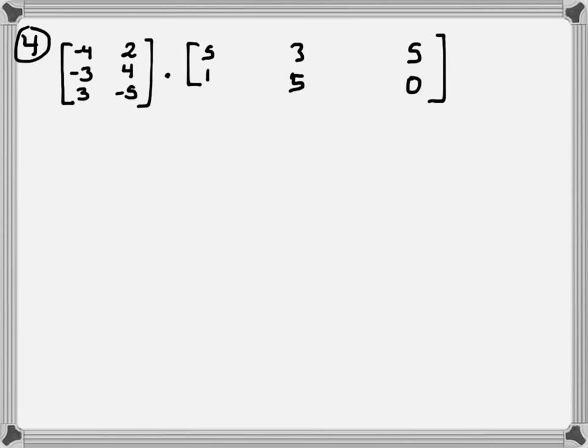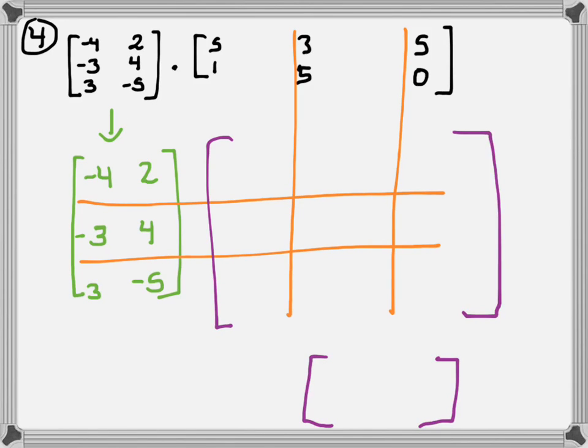So number 4, we drop the first matrix because we're multiplying. And we make our grid work. And we're going to take and multiply 5 times a negative 4 plus 1 times a 2, and that gives us negative 20 plus 2, which is negative 18.